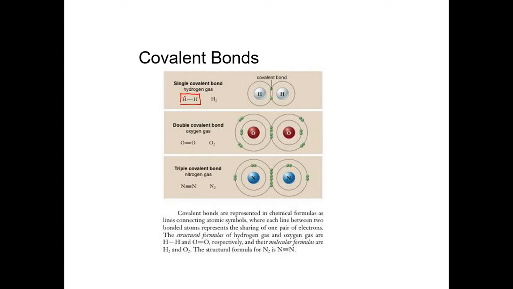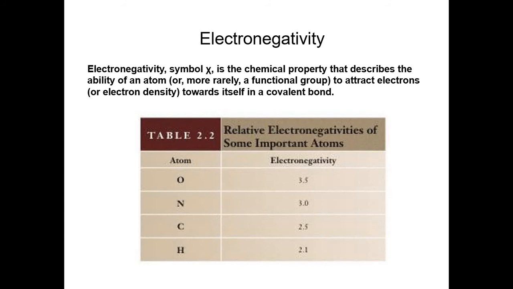Remember nga, for every bond, naay duha ka electrons. So this is composed of two electrons. Another example is oxygen. For oxygen gas, they're sharing 4 electrons: 2 electrons from this oxygen and 2 electrons from the other oxygen. That's why you have O double bond O. Then it's the same case for nitrogen, that you have N triple bond N.